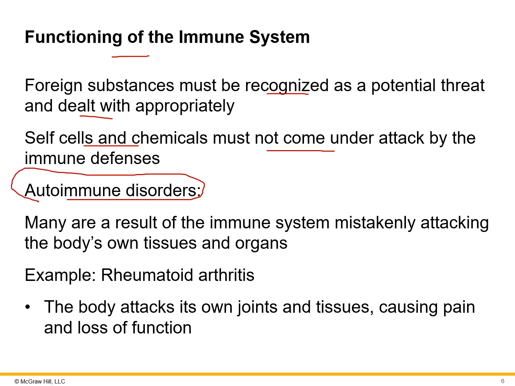So many are a result from mistakenly attacking our own cells. Again, rheumatoid arthritis is another example in which those immune cells attack the joints and the tissues, causing a lot of pain and a loss of function because there was an error to where it was programmed to destroy a cell that did belong in the body.